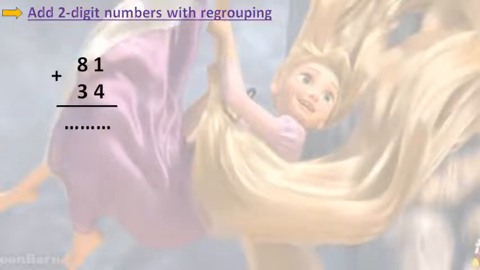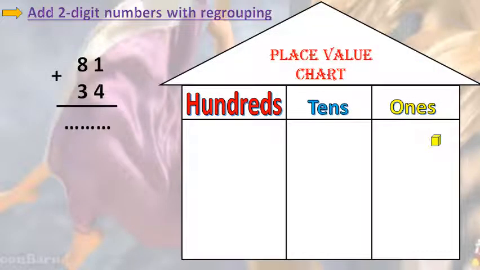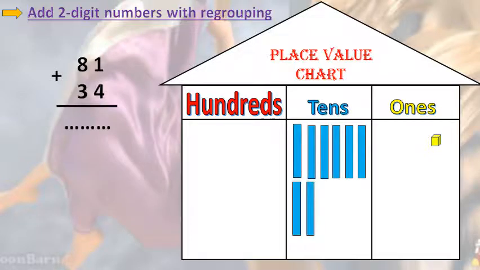If I have 81 plus 34, I'm going to go to the place value chart. Putting what first? Yes, 81. I'm going to start with the ones, so I'm going to draw 1 one. And how many tens for the first number? 8 tens. Let's see next. The next number is 34. Start with the ones, so put 4 ones and 3 tens.